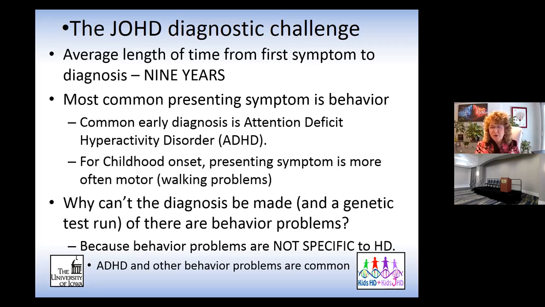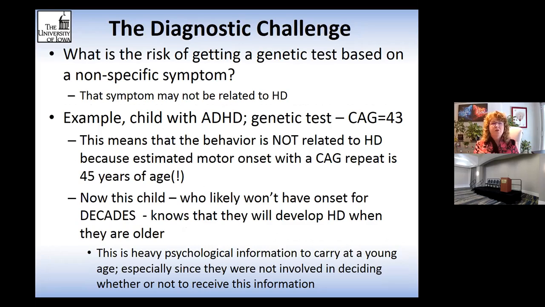They're not always caused by Huntington's. What's the risk of getting a genetic test? So take that scenario. My child is at risk for Huntington's. They're diagnosed with ADHD. Why can't I get the genetic test right now? So that symptom, the ADHD, may not be related to Huntington's.